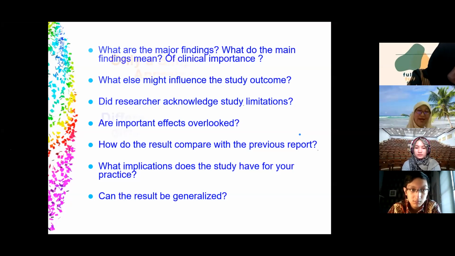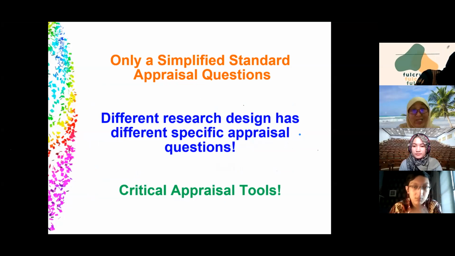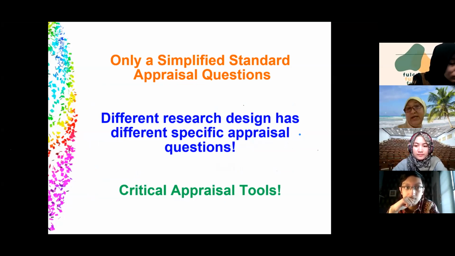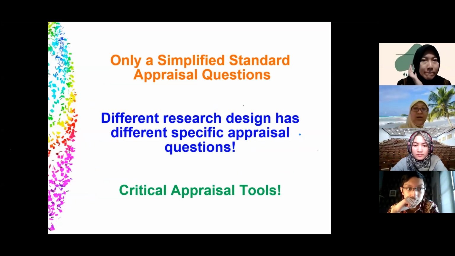Now, what we have discussed for the past maybe 1.5 hours is only a simplified standard appraisal question. Actually, different research designs have different specific appraisal questions. For example, for an RCT study, an intervention study, they also have extra questions to appraise. They ask whether allocation concealment was done or not, randomization was done or not, blinding was done or not.